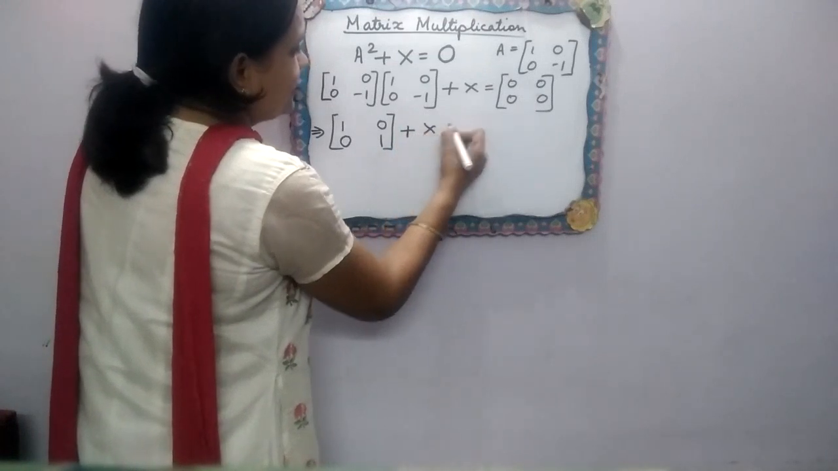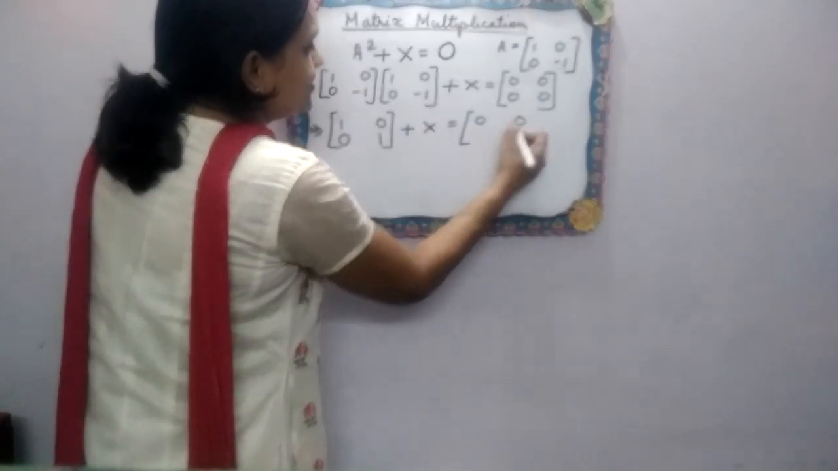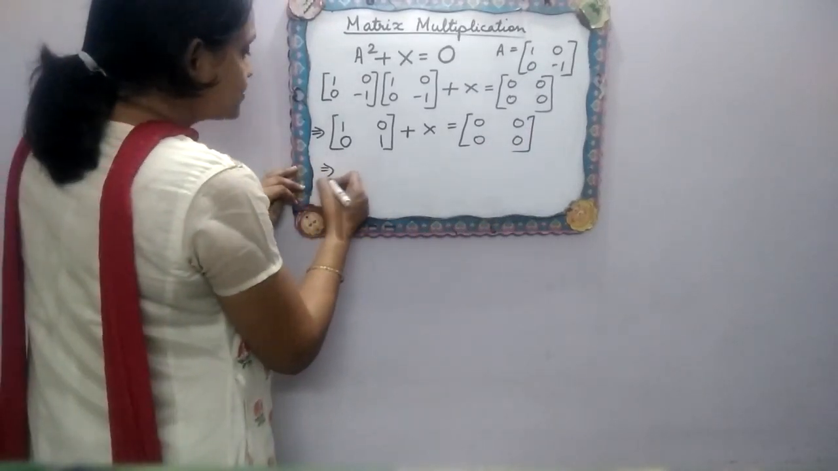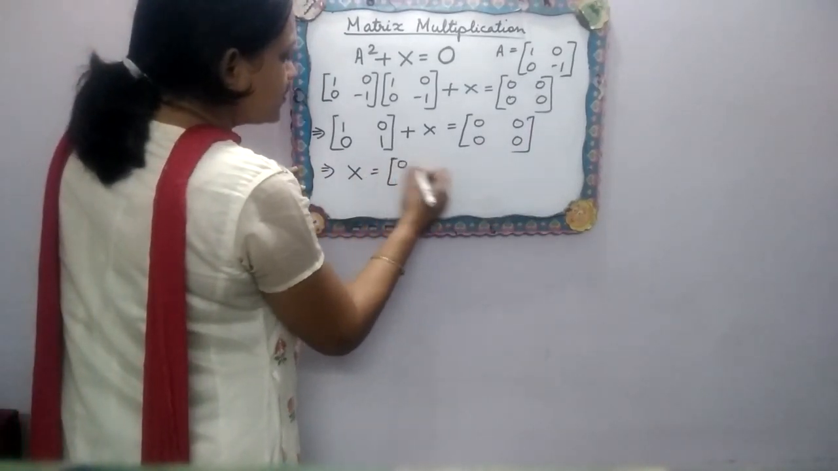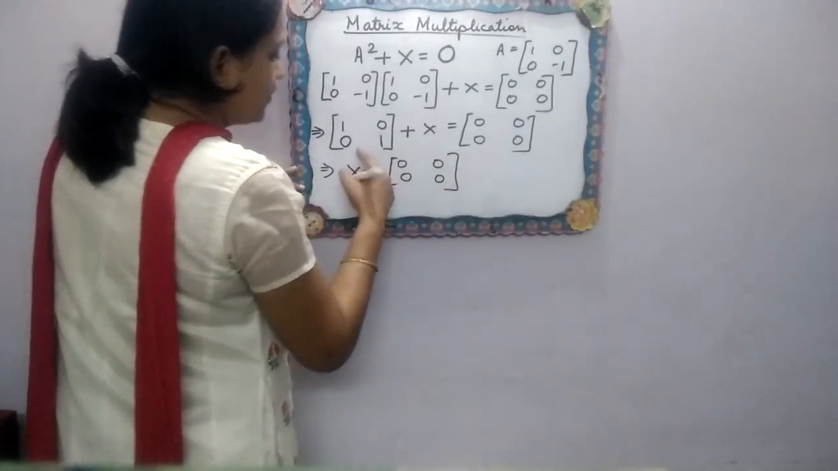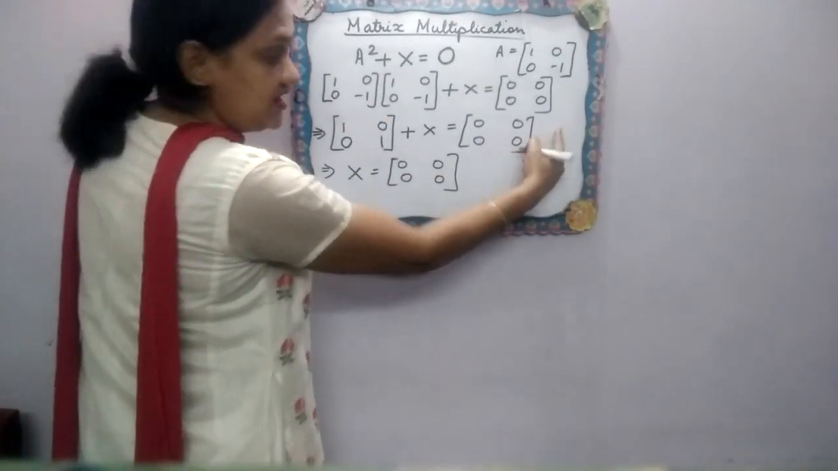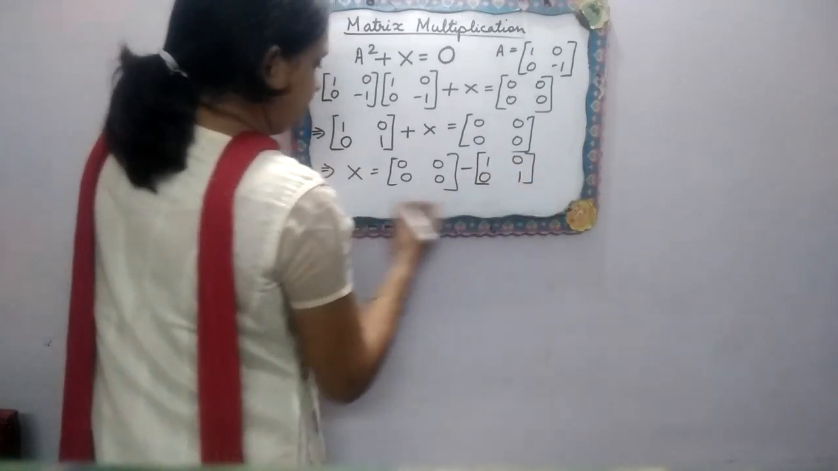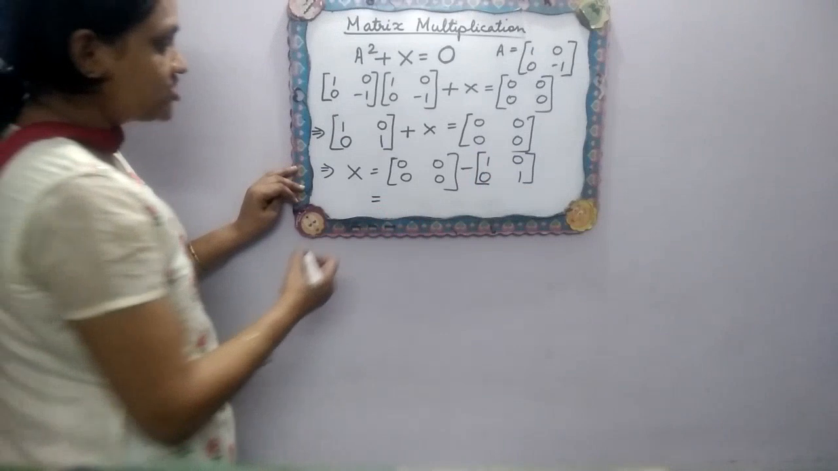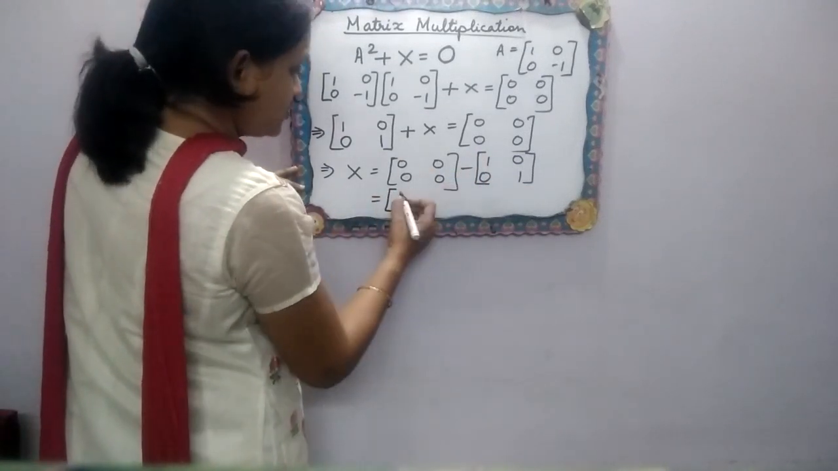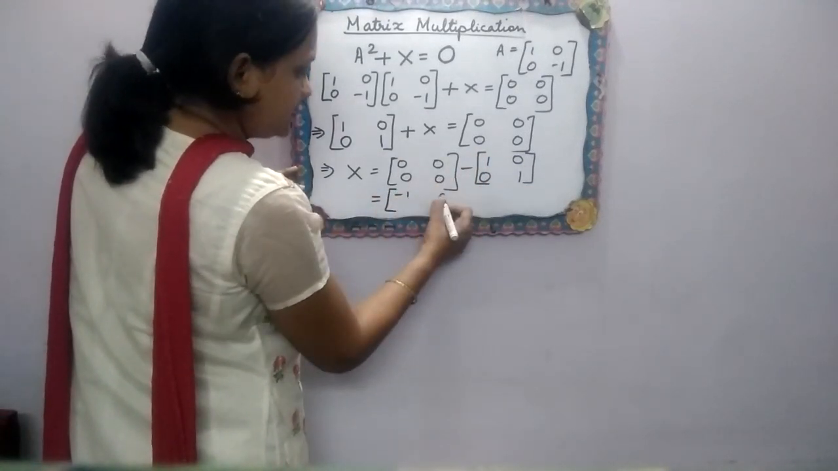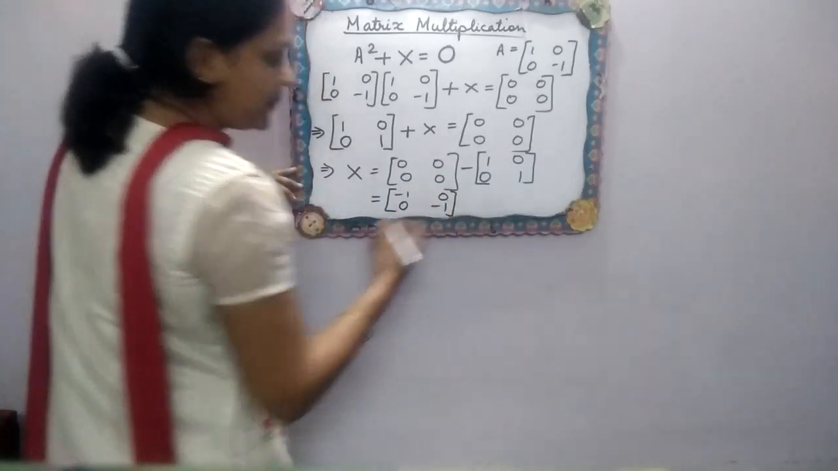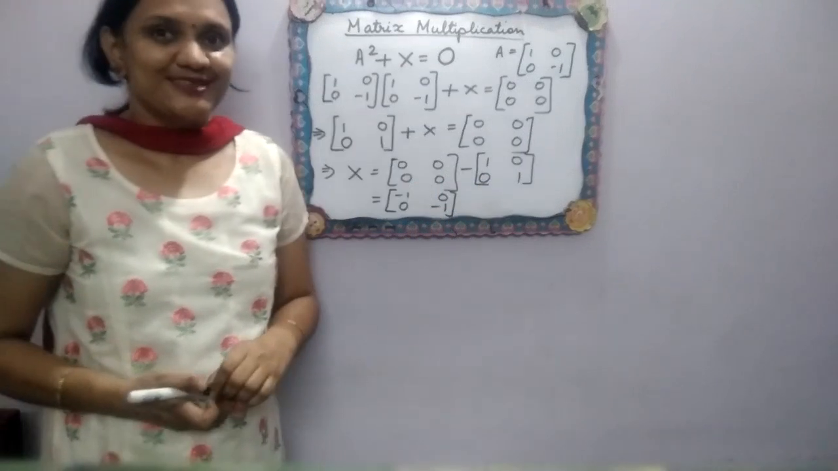Plus X is equal to 0, 0, 0, 0. We need to calculate the value of X. So we will transpose the value over here to the other side of the equal to sign, and on subtraction, what will you get? 0 minus 1, minus 1, 0 minus 0, 0, 0 minus 0, 0, 0 minus 1, minus 1. I hope you understood this.